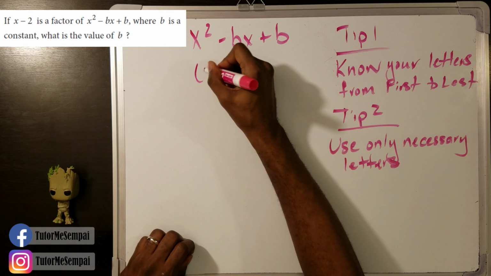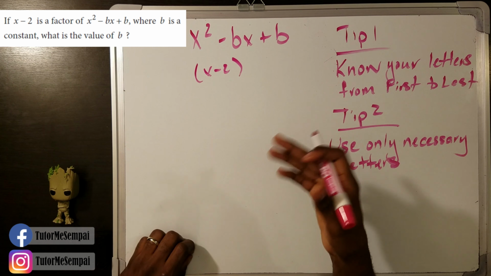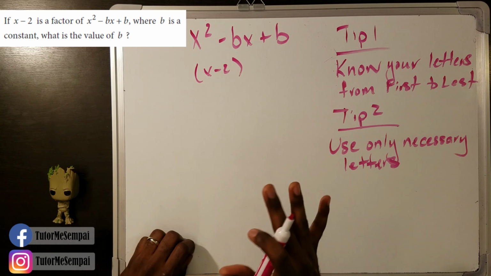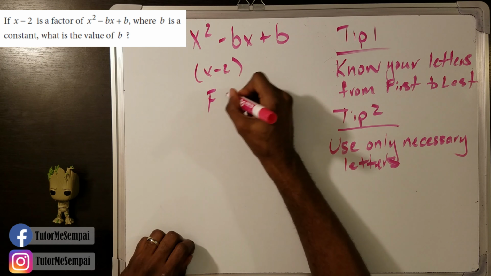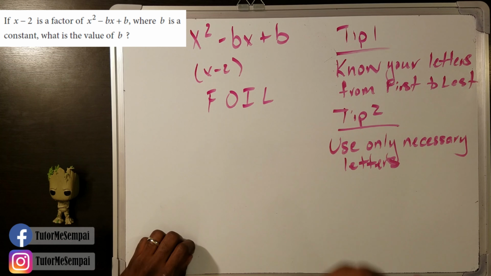Here we're given a factor x minus 2 for the quadratic x squared minus bx plus b, and we're trying to find what b is. We know b is a constant, but we're trying to find its value. Well, let's use our FOIL again. We are going to know our letters and reconstruct this missing factor.